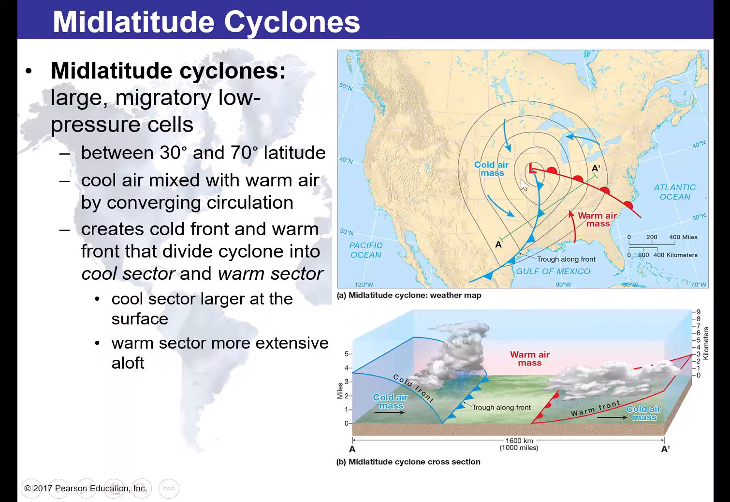And it's also important to note that the cold air mass is generally always moving faster than the warm air mass. So if we are in a cold front and a warm front that is spinning in a counterclockwise direction, again because we're in the northern hemisphere, eventually this cold air mass will catch up to the warm air mass, and that will put an end to the mid-latitude cyclone.